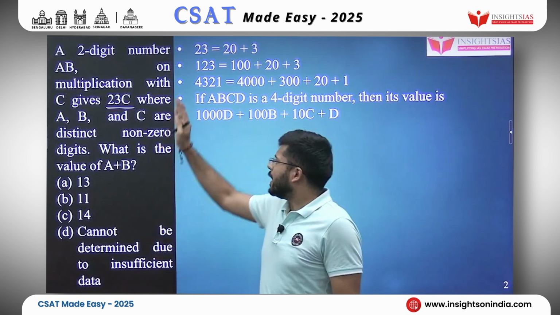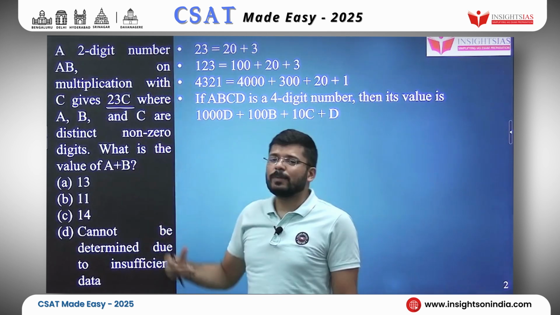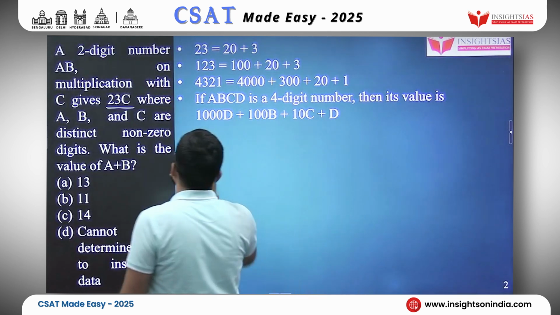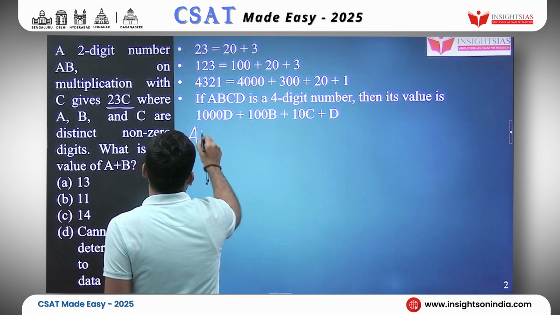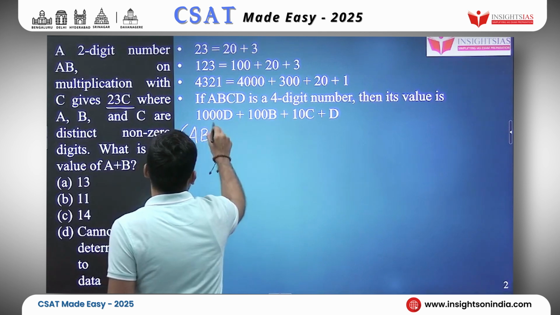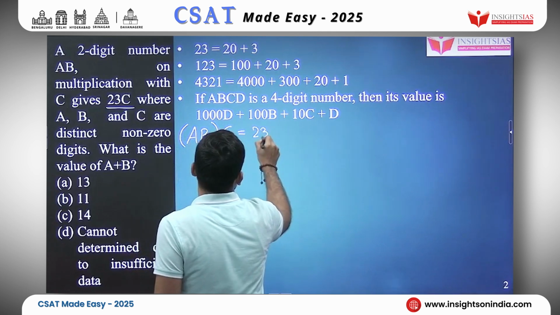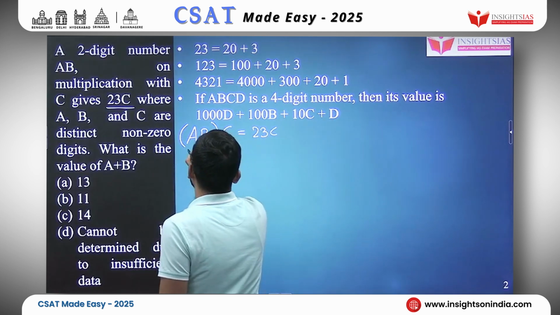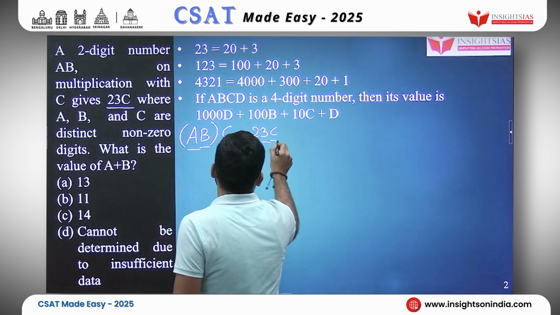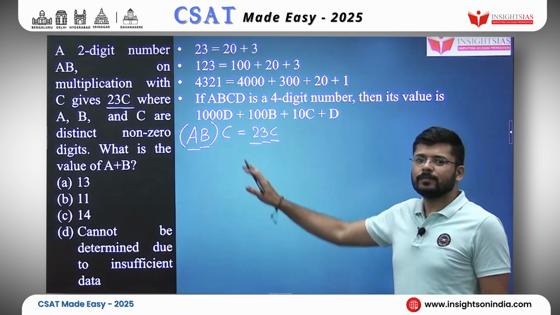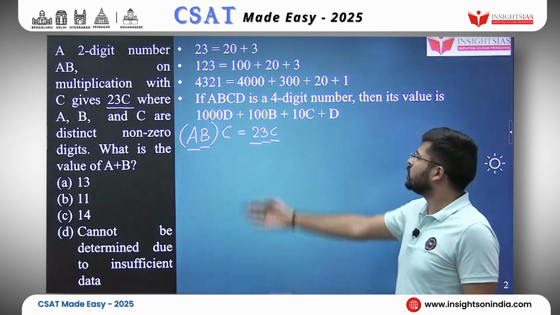Okay, let's convert the statement given in this question into the form of an equation. Then we will understand it better. So AB is a 2-digit number. When it is multiplied with C, you get 23C. This is a 2-digit number and this is a 3-digit number. What is the concept behind this question? Actually, the concept is simple.